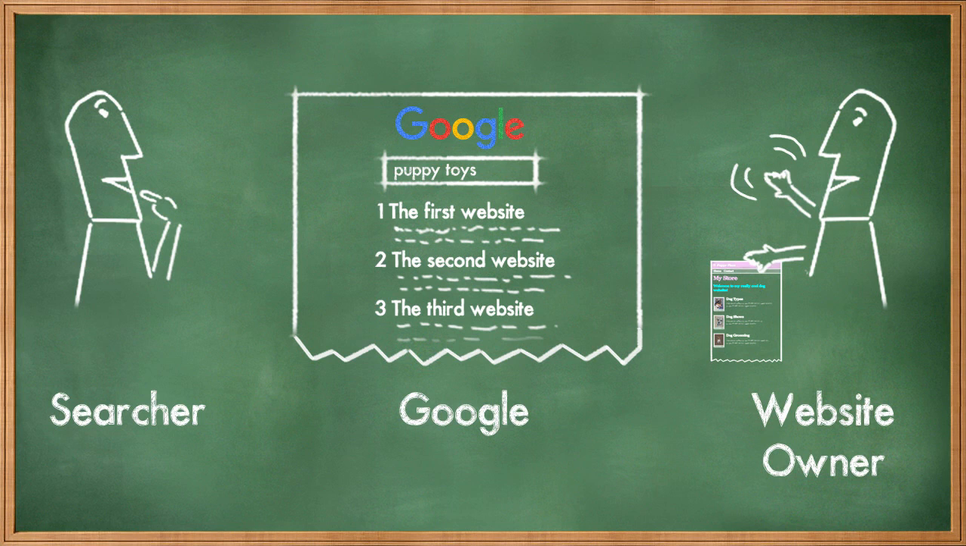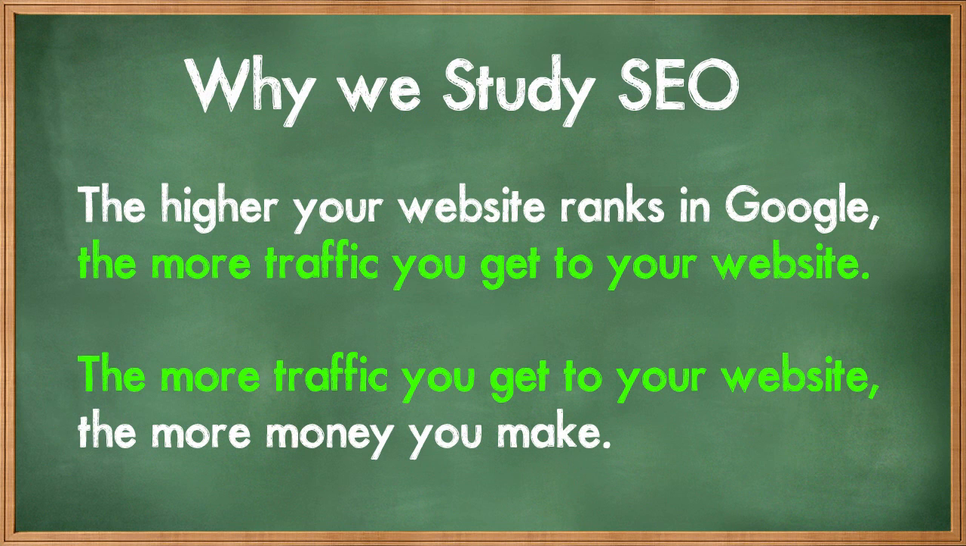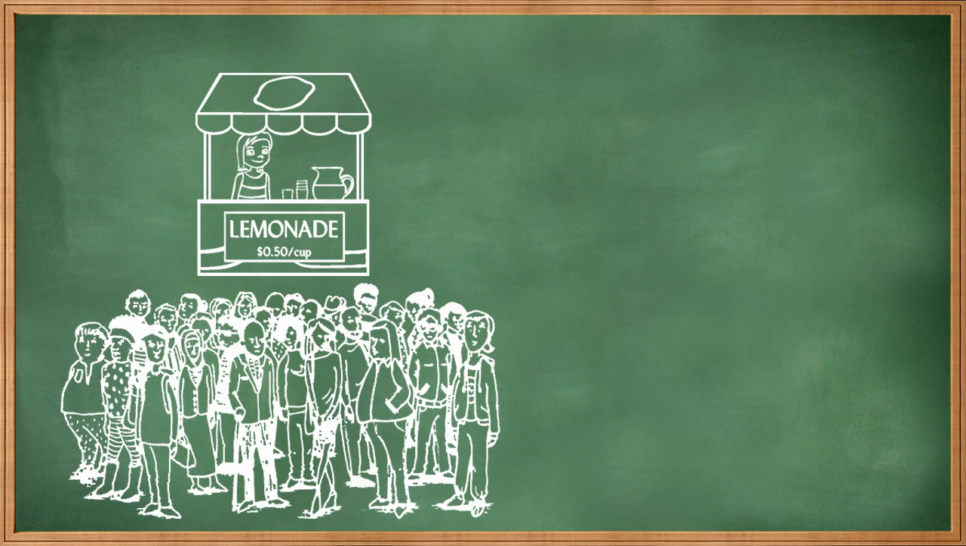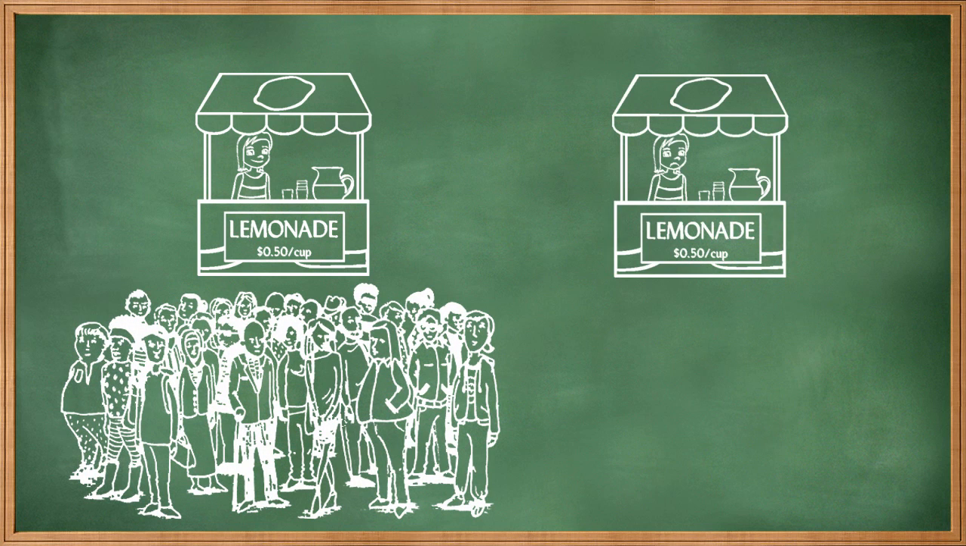Hence, you want your website to be as high as possible on the Google search engine results page, also called the SERP, because the higher your website ranks in Google, the more traffic you get to your website. The more traffic you get to your website, the more money you make. It's not always that simple, but especially for web-based business models, it's often just as simple as that. A girl who owns a lemonade stand on a busy street with lots of traffic will make more money than a girl who owns a lemonade stand on a street without much traffic.